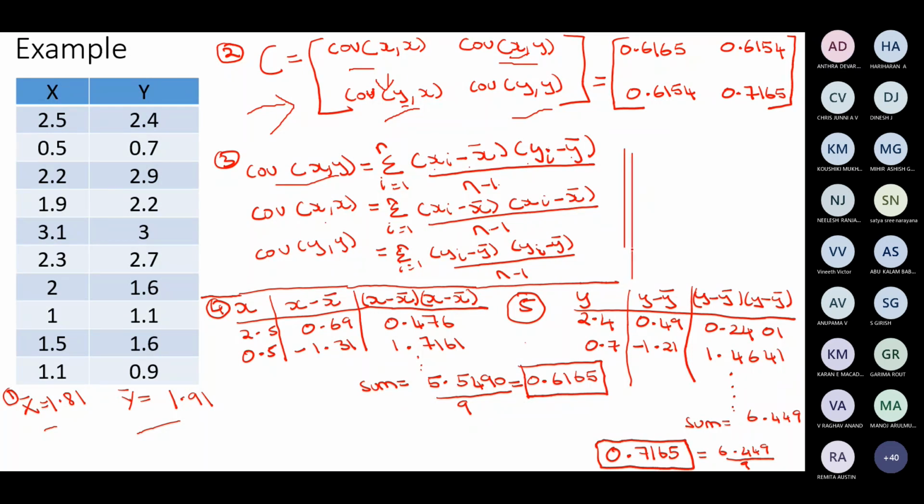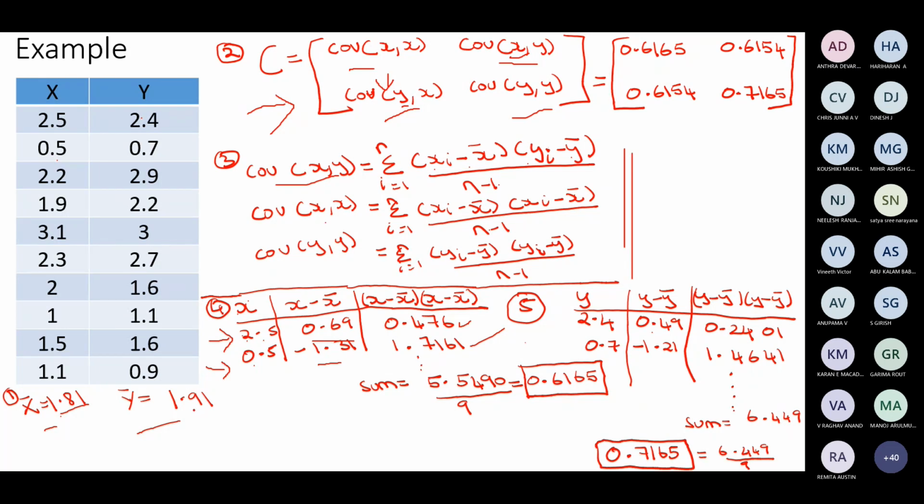Now how do I find this? To plug in the values, I need to find out the x minus x bar. For two values I have done it. x is 2.5, the second value is 0.5. So 2.5 minus 1.81 gives 0.69, then 0.5 minus 1.81 is minus 1.31. So I multiply 0.69 into 0.69 and minus 1.31 into minus 1.31, and I get this. The same way I do it for y minus y bar.